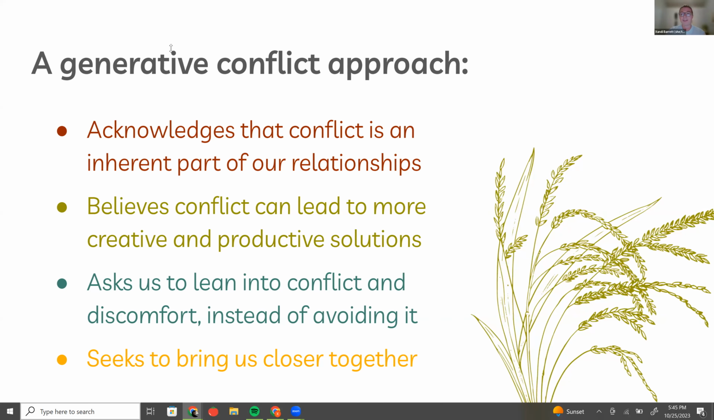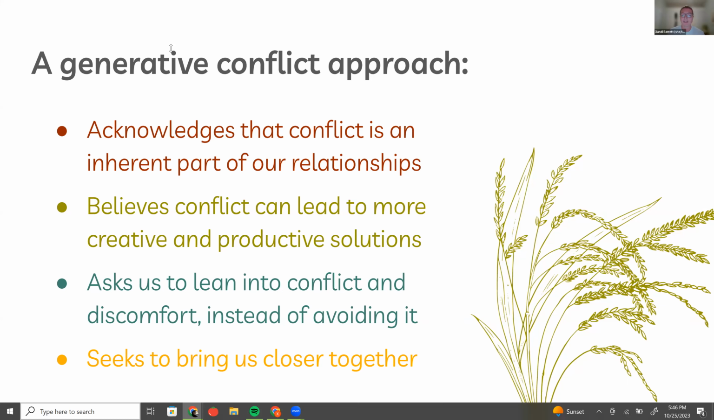So when thinking about conflict, I like to come towards it from a generative conflict approach. As I'm working on my own conflict avoidance, I think this is where I really want to ground myself, and this is what we're going to be talking through a little bit today. So a generative conflict approach believes that conflict is going to be an inherent part of our relationships. So we're not going to be conflict free in our lives. And so how can we work with and through conflict?